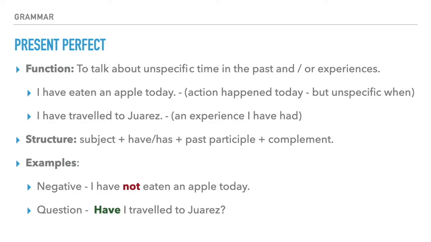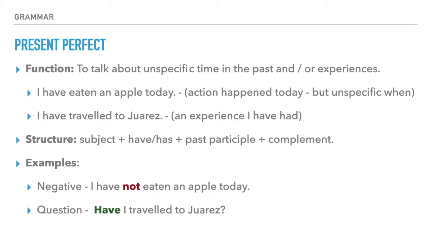Or, for example, I have traveled to Juarez. That's an experience I have had. So I want to talk about that. I'm going to use present perfect. I have traveled to the beach. I have ridden a roller coaster. Anything that you want to talk about an experience, you would use this structure.